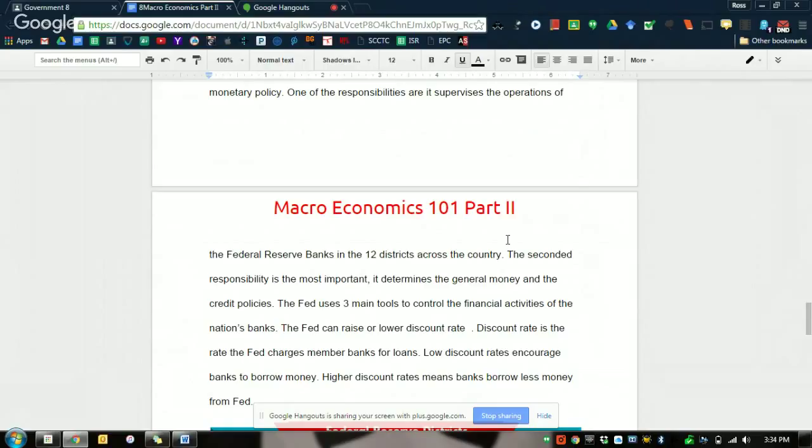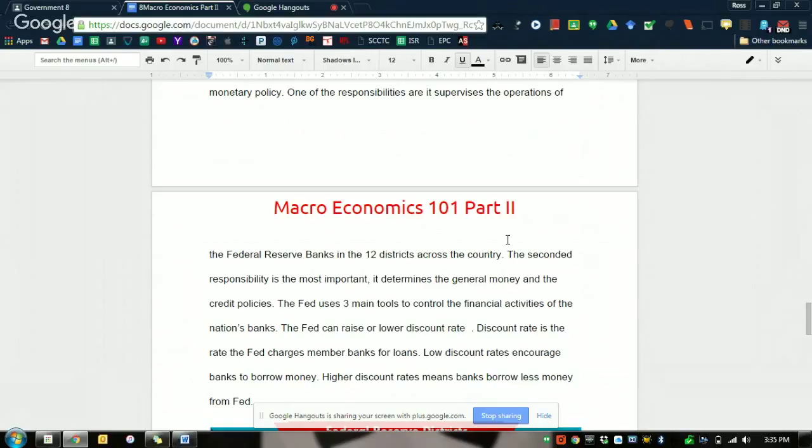And they use three tools to do this. First of which, they can raise and lower the discount rate. And the discount rate, don't let it fool you, it's not something new. The discount rate is an interest rate that the Federal Reserve System charges those member banks, so like US Bank, PNC, and Chase, to take or borrow money from them. All right, so a discount rate is simply an interest rate that is charged to member banks to borrow money from the Federal Reserve. If they lower that discount rate, they make borrowing money cheaper.